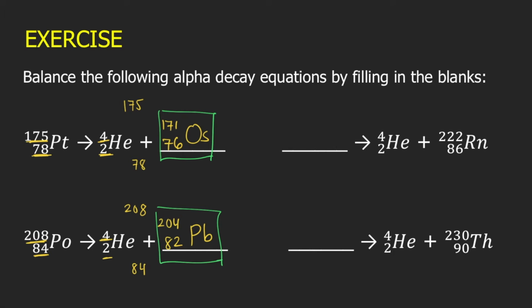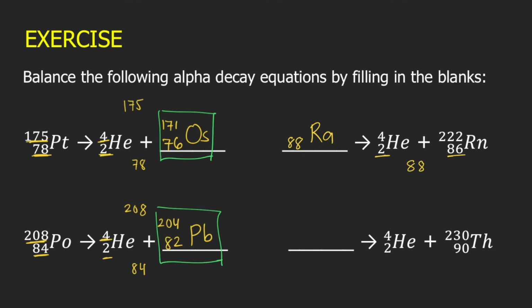Now let's proceed to the third example. Okay, this time the blank is on the left side, so we will identify the parent nucleus in the alpha decay equation. Just remember the two rules: balance atomic number, balance mass number. For the third example, on the right side, the total is 2 plus 86. That is 88. So therefore, the atomic number on the left side must also be 88. And what is the 88th element in the periodic table? That would be Ra or radium.